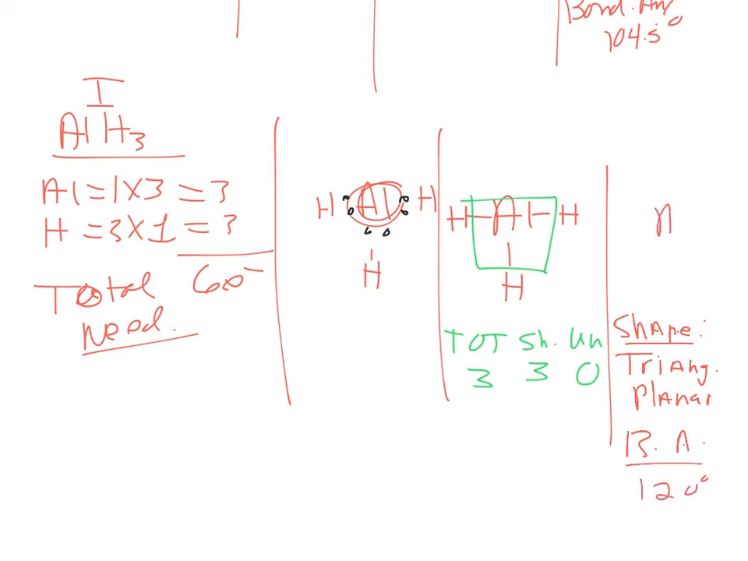So we're going to try to draw it like a triangular planar, which is with like a great big Y. And the Y could be the way that I drew it now, or it could be the other way with the two H's on the bottom. And as we can see, if this were a circle, each of these angles would be 120 degrees. So that is a triangular planar.